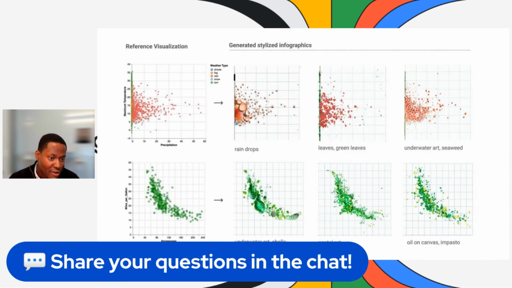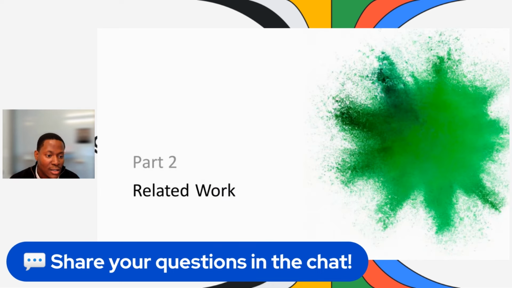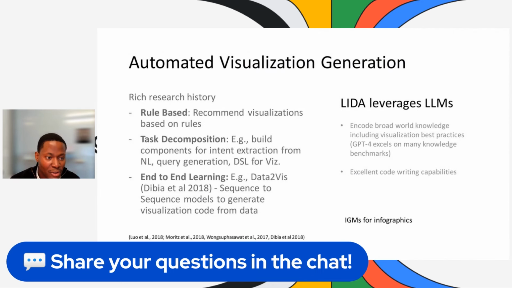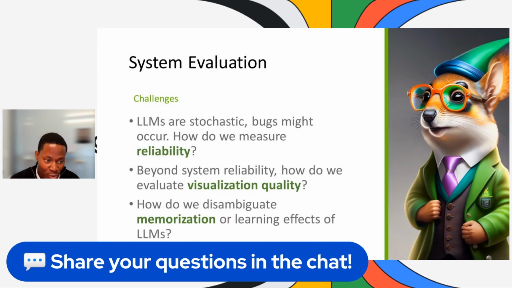And then the infographic module is optional, but the idea is that we take valid visualizations, we pass them through a latent diffusion model, and then we get stylized versions of those base visualizations without compromising much of the structure. And so I'll skip a little bit of related work and I'll go into evaluation.